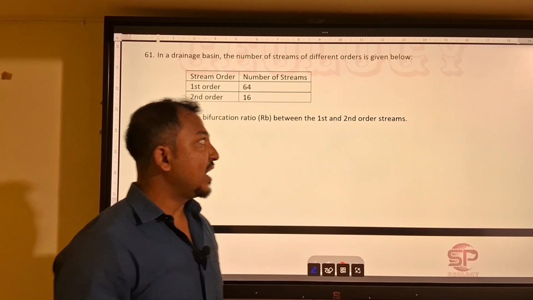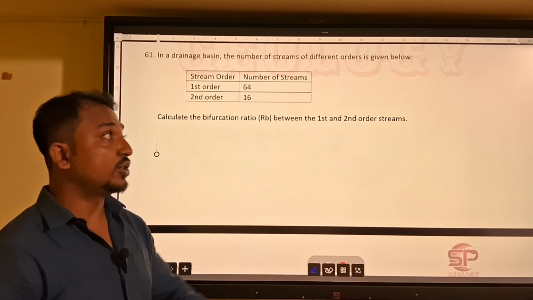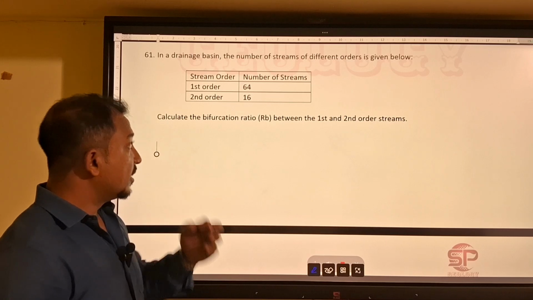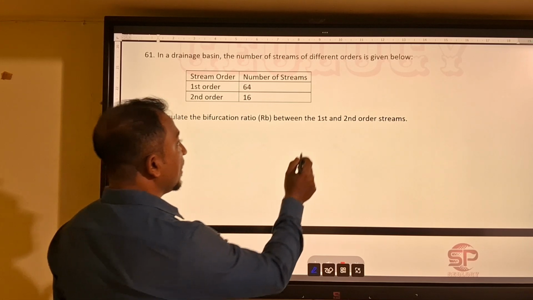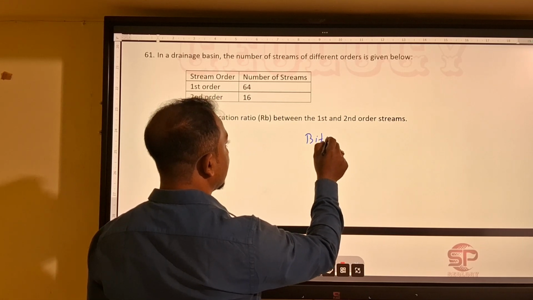Next comes another important type of question, that is your bifurcation ratio. So bifurcation ratio, it is calculated by bifurcation ratio.